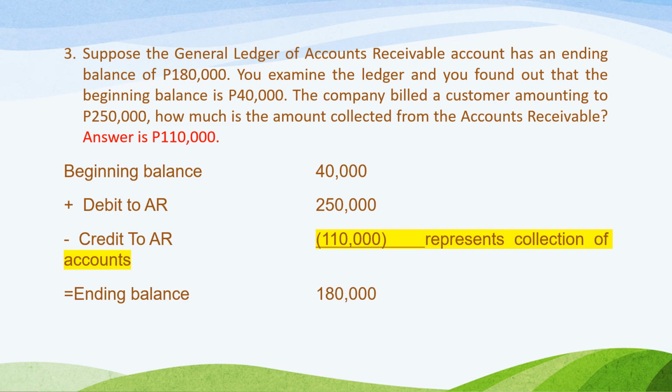So, we have here the beginning balance, which is on the debit side, 40,000. Then the debit to accounts receivable, which is 250,000, will be added to the beginning balance. Then we are looking for the credit to accounts receivable, and the ending balance is given at 180,000. To get the credit to accounts receivable, which represents collection of accounts, we will add the beginning of 40,000 plus the debit to AR of 250,000, and then deduct the ending balance of 180,000. So we get 110,000, which is the credit to AR representing collection of accounts.